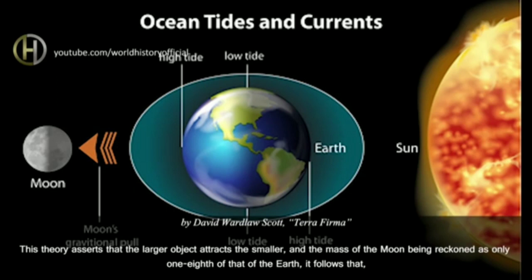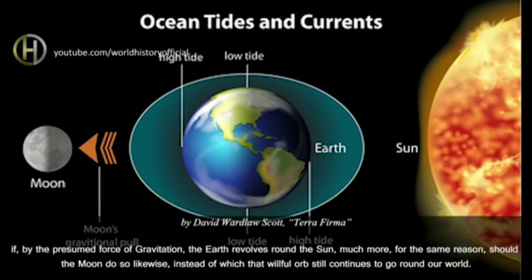This theory asserts that the larger object attracts the smaller, and the mass of the moon being reckoned as only 1/8 of that of the Earth, it follows that, if, by the presumed force of gravitation, the Earth revolves round the Sun, much more, for the same reason, should the moon do so likewise, instead of which that willful orb still continues to go round our world.